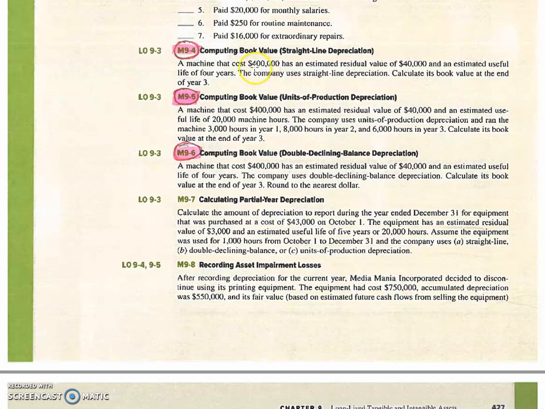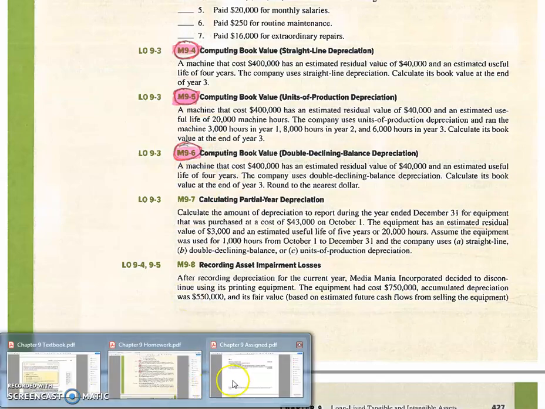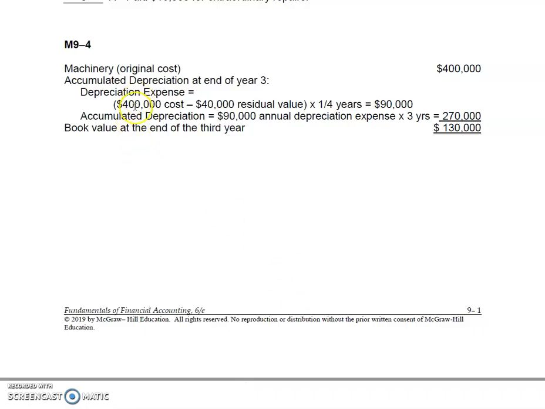Subtract that from 400,000, and that'll give you the net book value at the end of year 3. So that would be 400,000 minus 270,000, $130,000. Let's go through that right here.